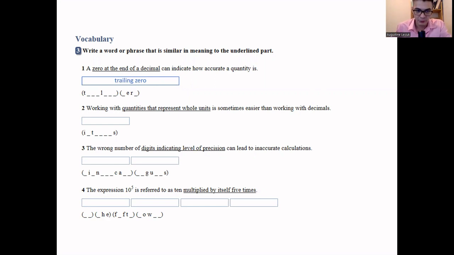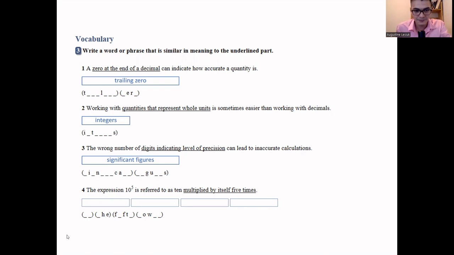For the second one, working with quantities that represent whole units is sometimes easier than working with decimals. So the answer to this one is integers. That's just the definition of integers, quantities that represent whole units. For the third one, the wrong number of digits indicating level of precision can lead to inaccurate calculations. We call these digits significant figures. As we talked about earlier, depending on what significant figures you're using, you end up with different answers. And it could lead to inaccurate calculations if we have the wrong significant figures, as we also have talked about.